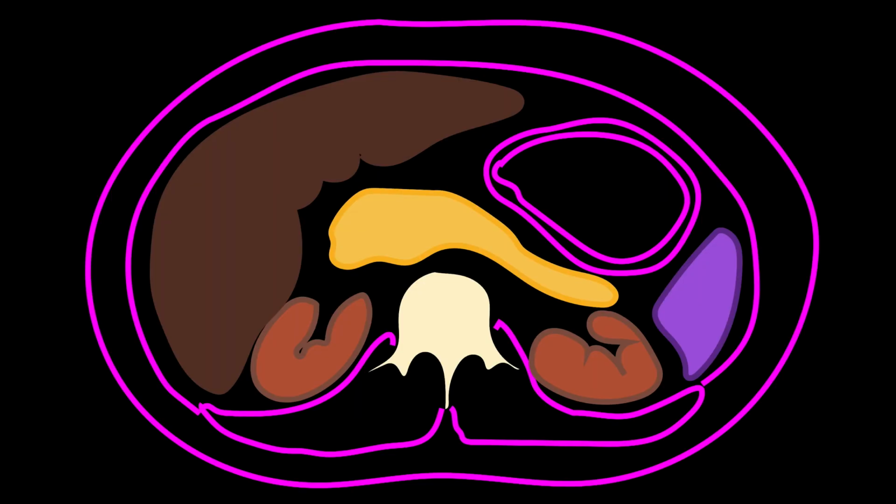Now in a transverse section, if you look at the pancreas, in front of it on the right side we can see the liver. The kidneys are behind, and the spleen is where the tail ends. The stomach is also present in front of the pancreas. This is how it looks on a transverse section.